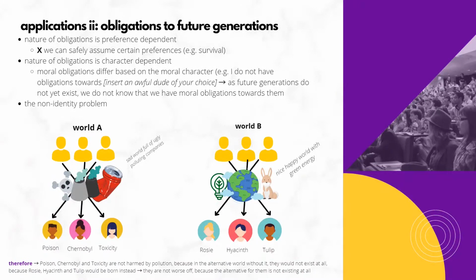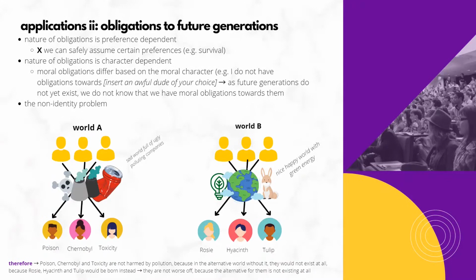The claim of the non-identity problem is that, in fact, we are not making these people any worse off. The reason is the following. In world B, where we decide we're going to stop polluting, there's a really nice, happy world, really green energy, all is good. In that world, the people who are going to be having kids, and those having kids again, and those having kids again, are going to probably make very different decisions as a result of that. So what it means is that, far enough in the future, the kids that are going to be born are going to be different individuals than the ones that will be born in the polluting world.